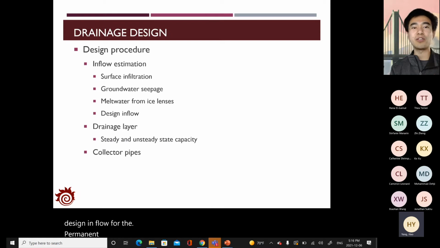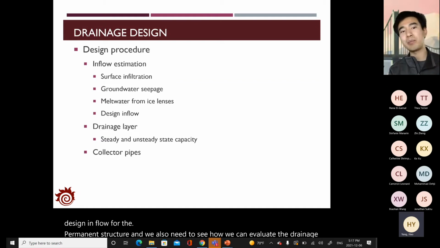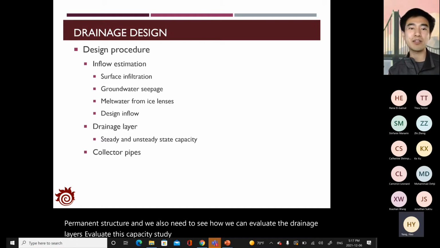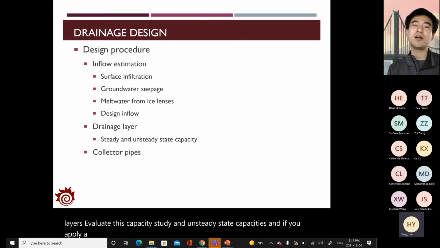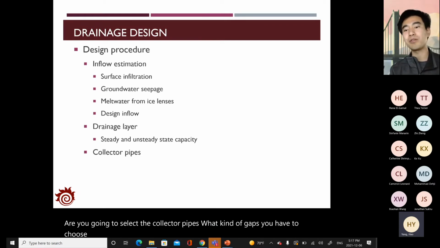And we also need to see how we can evaluate the drainage layers, evaluate its capacity, steady and unsteady state capacities. And if we apply the collector pipes, how are we going to select the collector pipes? What kind of gaps you have to choose? What kind of radius of the pipes you need to select?